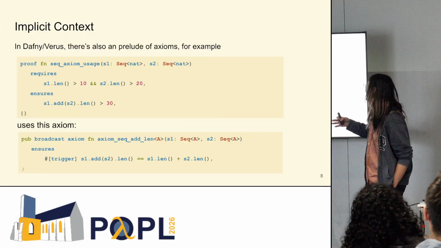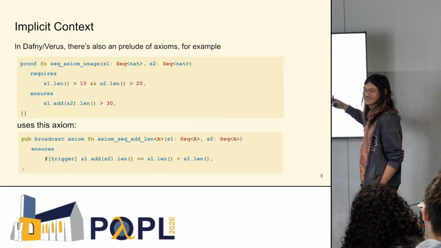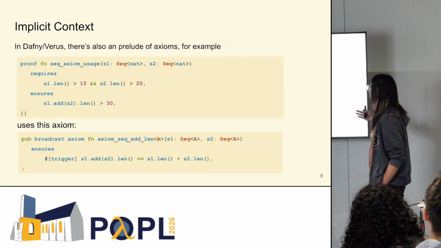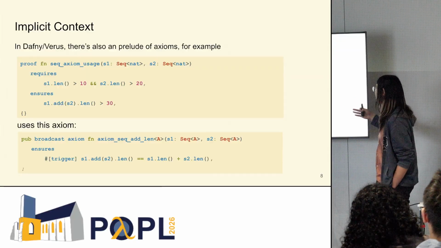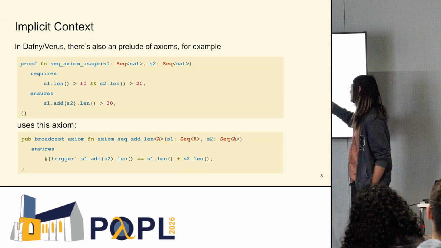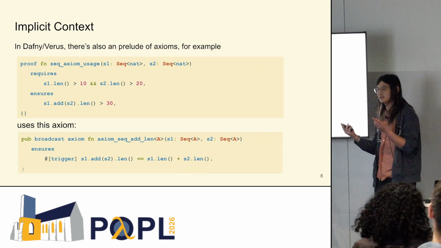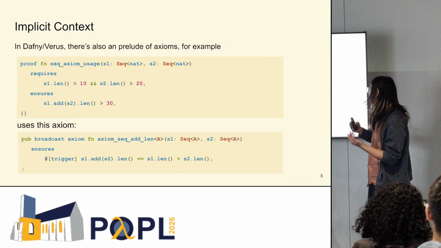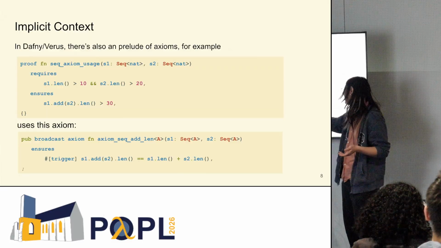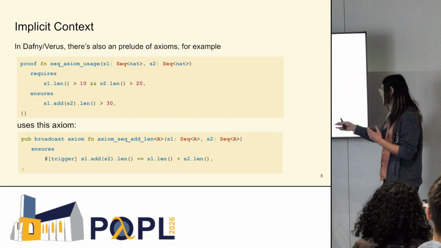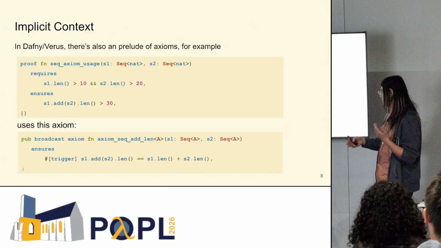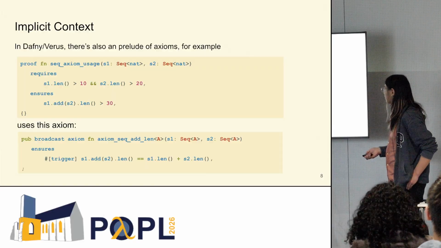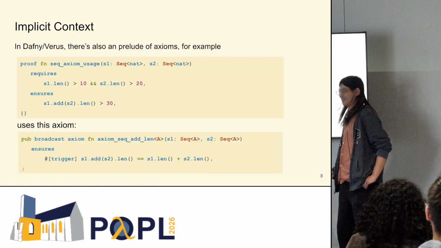Another kind of context for y'all is that, like in the Ada core talk, there's an implicit context in these auto-active theorem provers. So here's an example where I have two sequences, one that has length greater than 10, one has length greater than 20. If you append them together, I want to say their length is greater than 30. This implicitly uses an axiom that reasons about appending sequences and how their lengths relate, mostly because these are uninterpreted functions. And I'll get into this broadcast thing later.